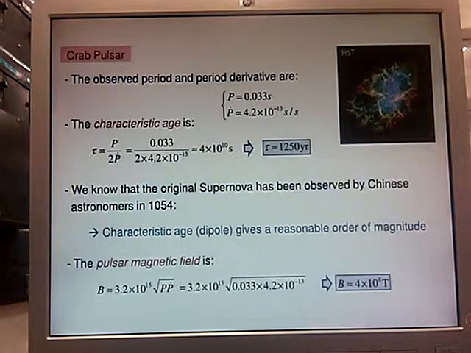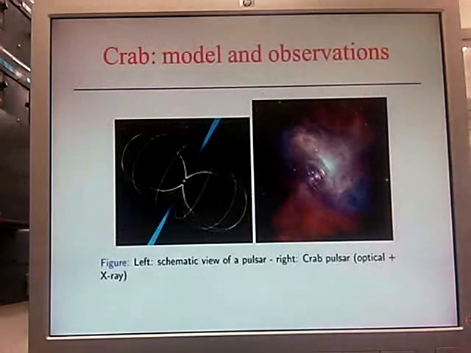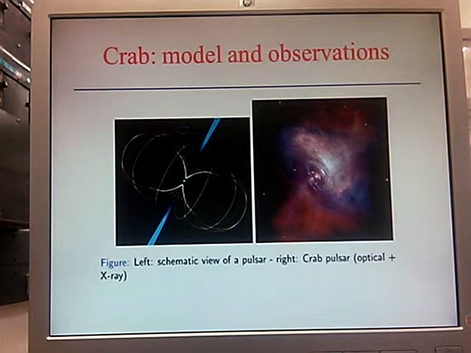And then we can also, as an example, figure out the magnetic field just from measuring P and P dot. It turns out to be, in this case, 4 times 10 to the 8th Tesla. Now the Crab is going to be useful for talking about some other features of pulsars. So let's see what some of those are.